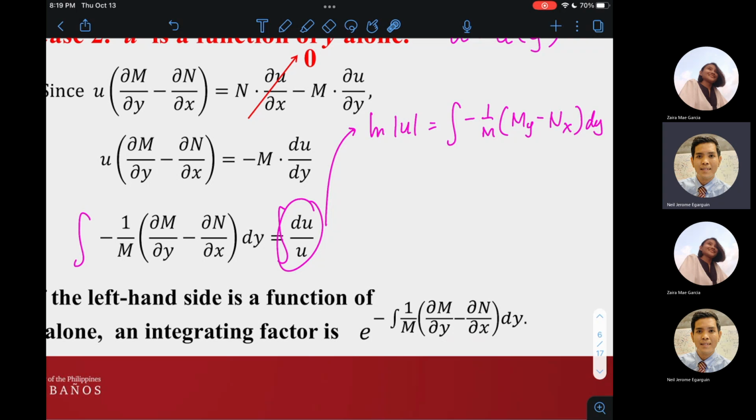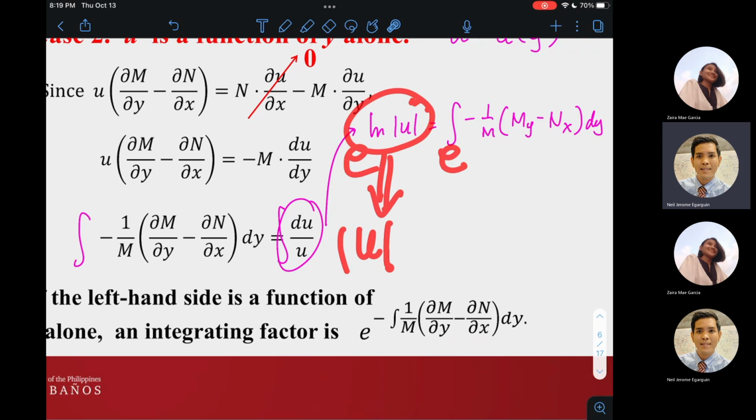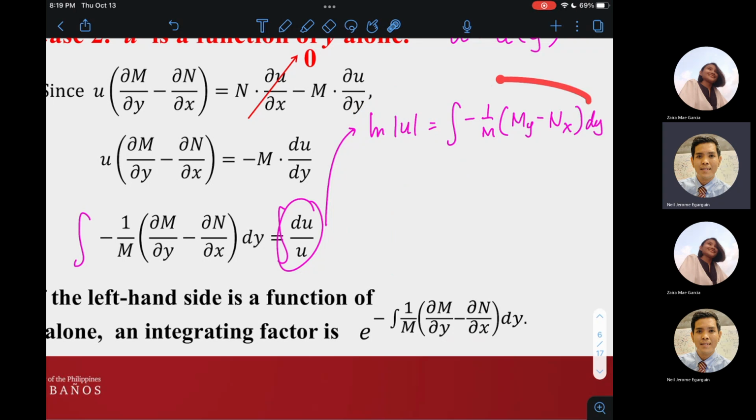Okay? And then I will use both sides as exponent to e. So magkakaroon ako ng e to the exponent ln u. That will just be absolute value of u. All right? And if we will assume u to be a positive function, then u will be equal to e to this integral. Right? And that will be our integrating factor.